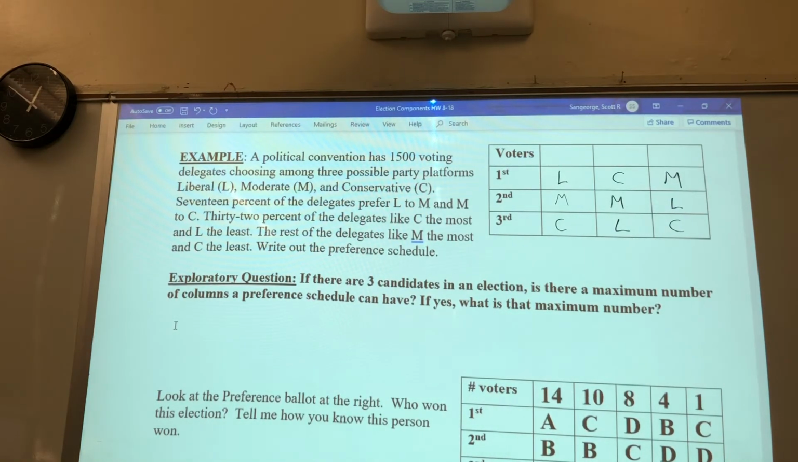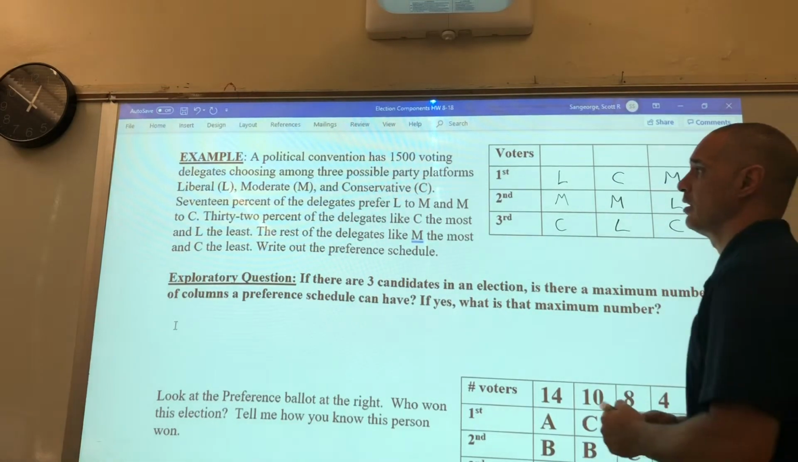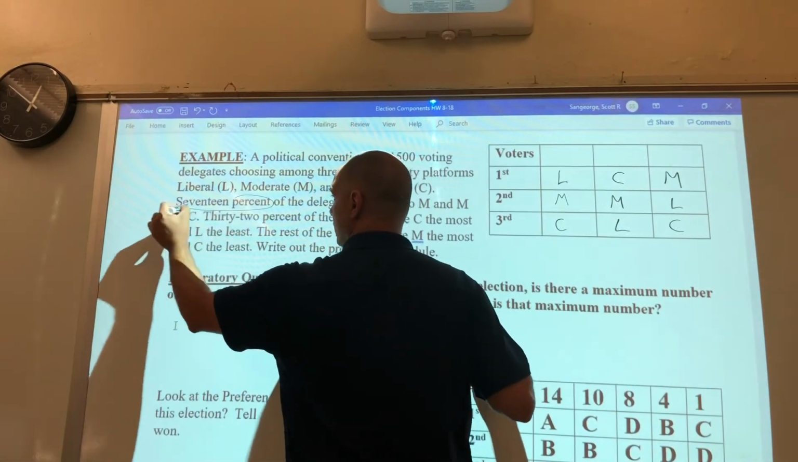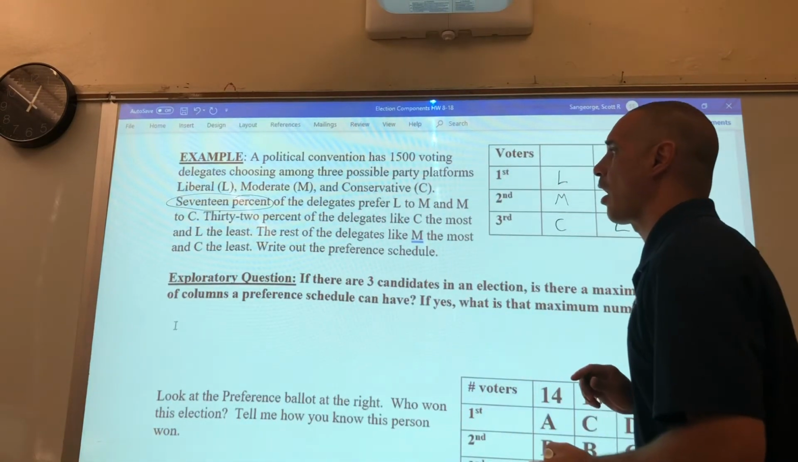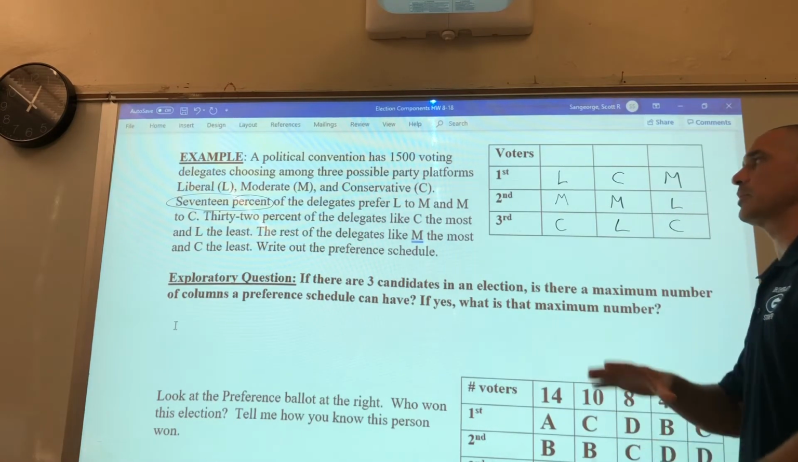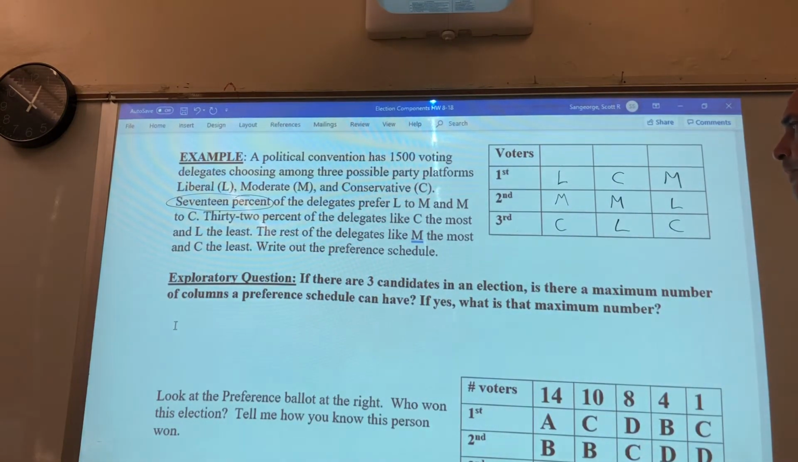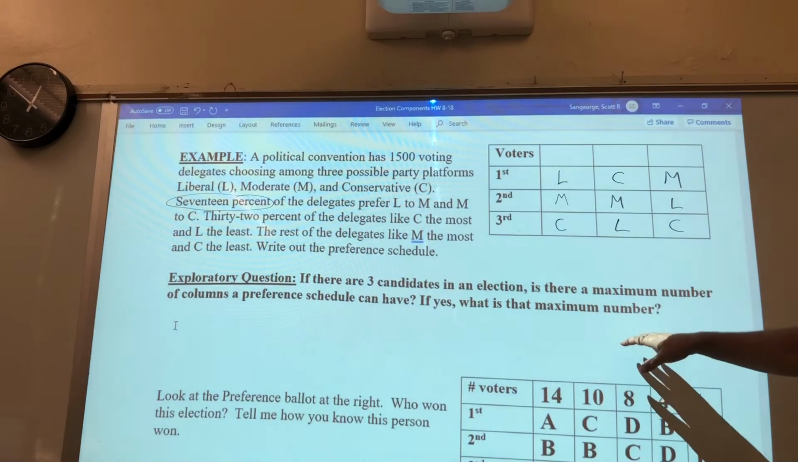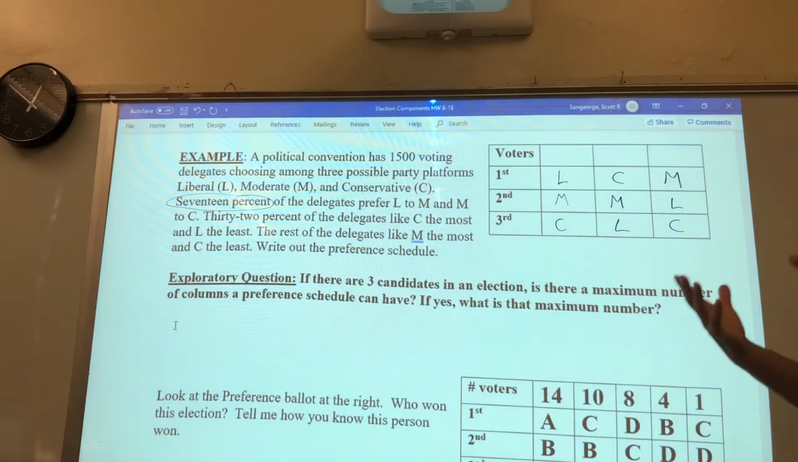When it says to write out the preference schedule, I want you to think of how I would find 17%, how I would find 32%, and what the rest would mean. I want you to fill that out on your own. The next one is an exploratory question. I'm just asking you to think. If there are 3 candidates in an election, is there a maximum number of columns a preference schedule can have? If yes, what is that maximum number? Try to work through that.